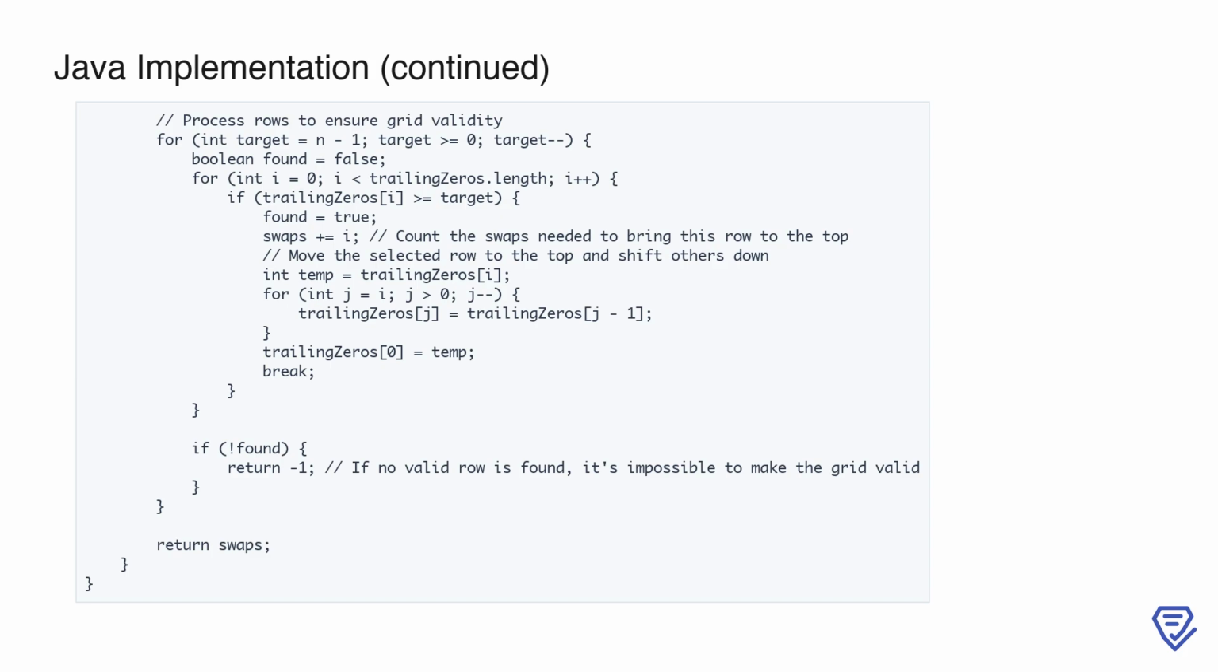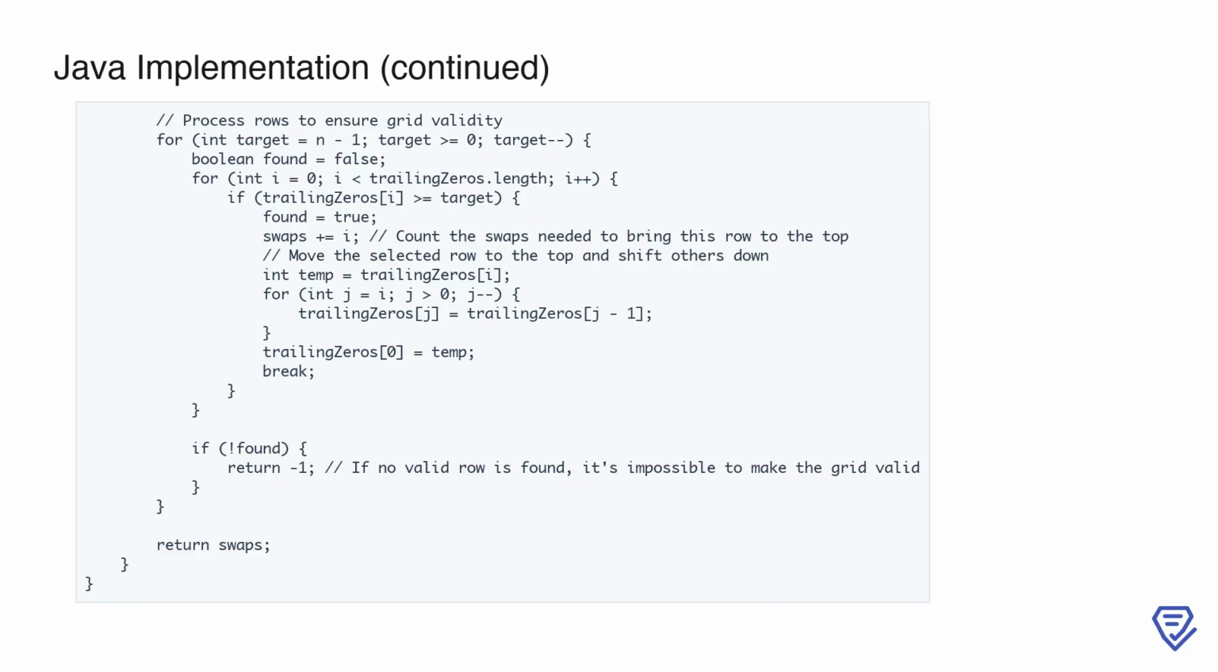Swapping is simulated by shifting all the rows between the current position and the top downward, while the selected row is moved to the top. This reordering is achieved using a temporary variable to store the current row's trailing zero count, and then we adjust the trailing zeros array accordingly.